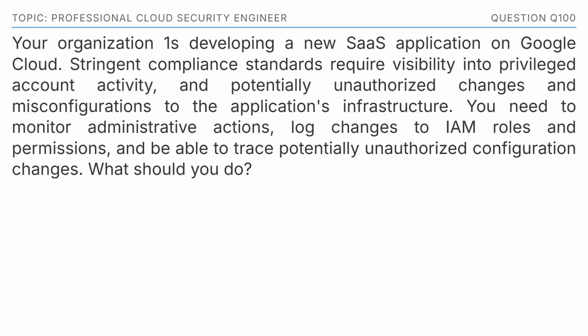Your organization wants to develop a new SaaS application on Google Cloud. Stringent compliance standards require visibility into privileged account activity and potentially unauthorized changes and misconfigurations to the application's infrastructure. You need to monitor administrative actions, log changes to IAM roles and permissions, and be able to trace potentially unauthorized configuration changes. What should you do?